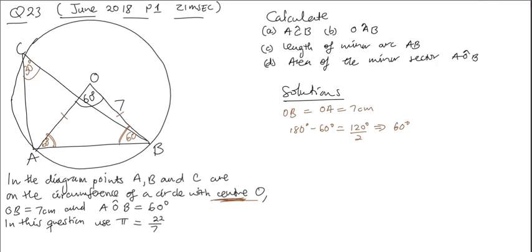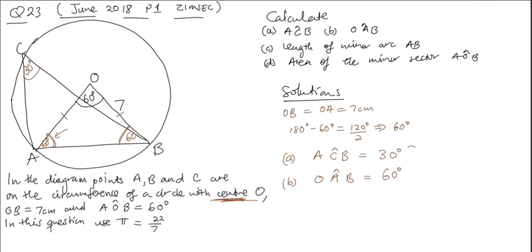Now let's go to the question. Part A wants you to find angle ACB. Looking at the diagram, you can see that ACB is actually the angle at the circumference, which is 30 degrees. And then B, you're finding OAB. OAB is the angle, this one, which is 60 degrees, right?